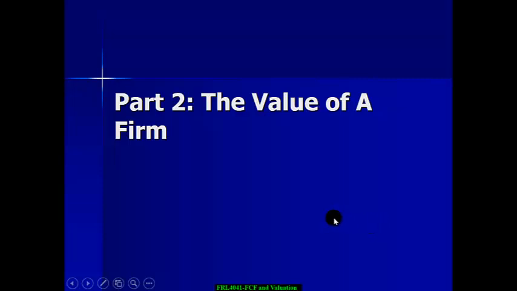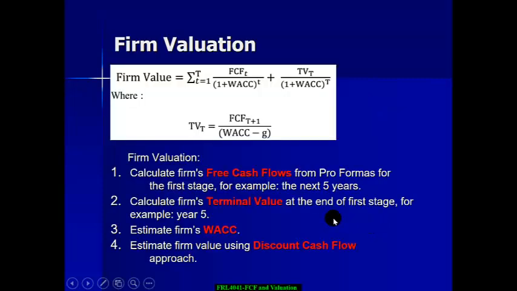Now we're going to talk about firm valuations. After we finished building pro formas and balancing the pro formas, we can move on to figure out the firm valuation. To do this, we need to first calculate the free cash flows. Then we also need to estimate the WACC and make an assumption of free cash flow growth after the first stage. Then we can put together an estimate of firm value.